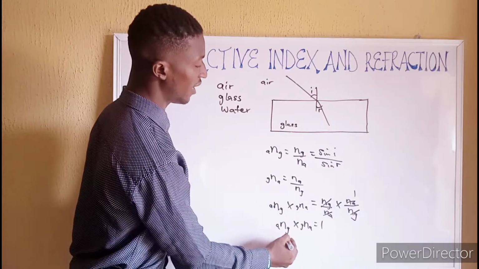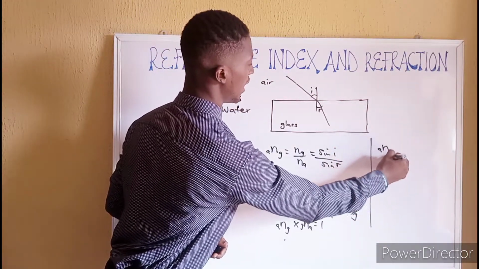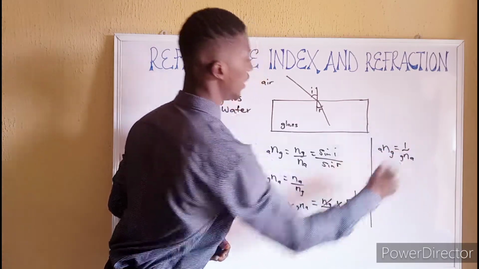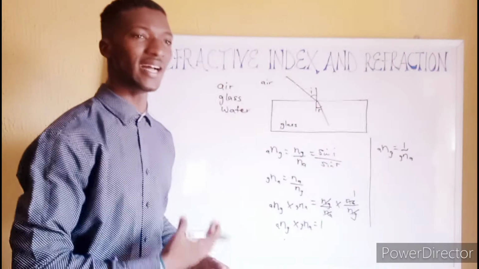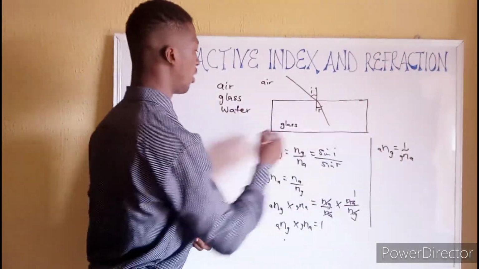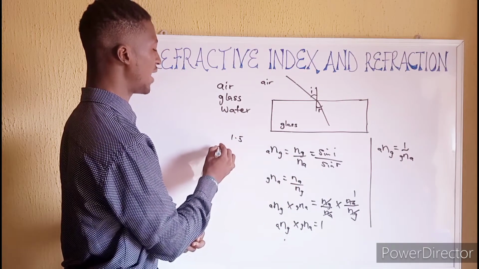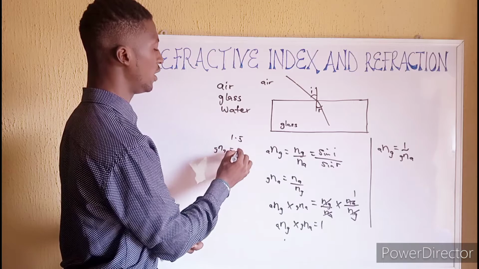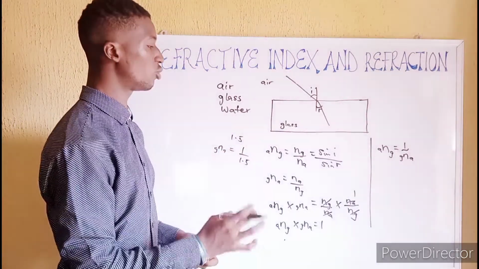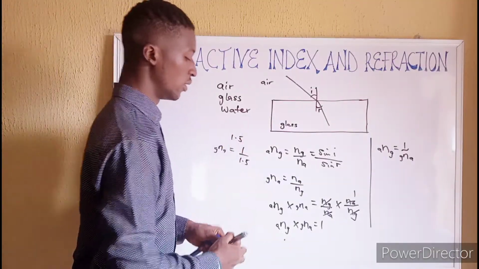So here we have it that the refractive index of air to glass is equal to the reciprocal of the refractive index from glass to air. So when I tell you that the refractive index of a wave from air to glass is about 1.5, then it means that the refractive index from glass to air will be 1 over 1.5. So this is what we have for glass to air reversibility.